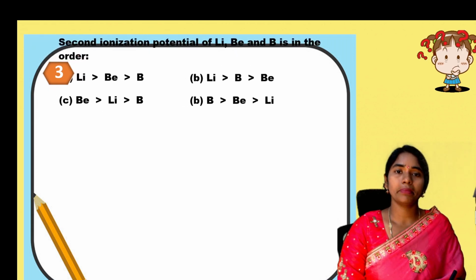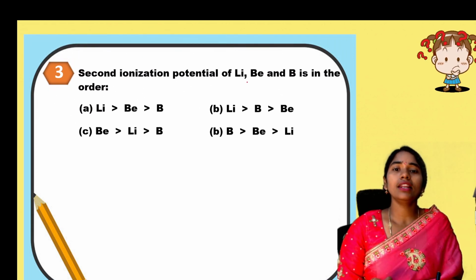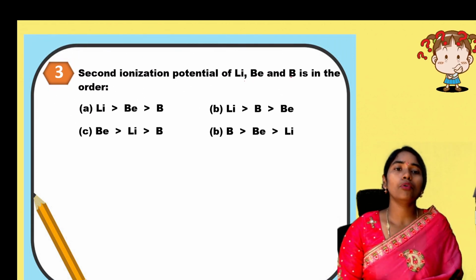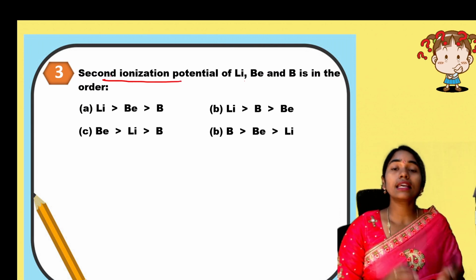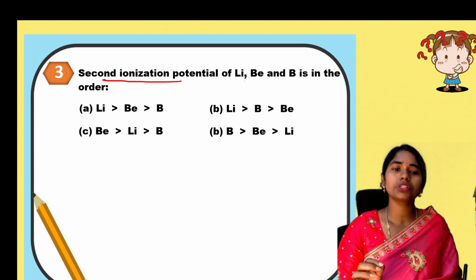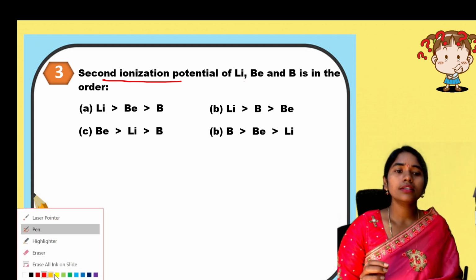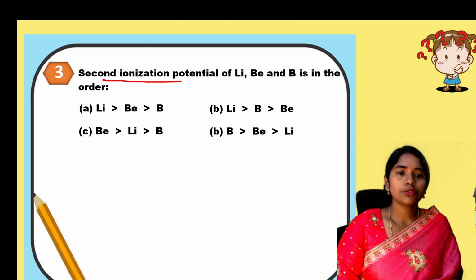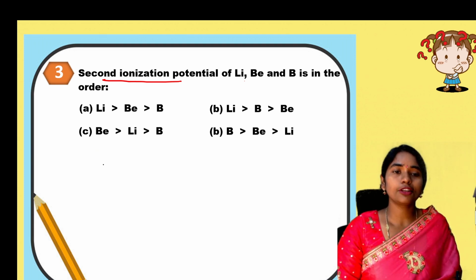See question number 3. They have given us lithium, beryllium, boron, and they're asking us the second ionization potential. This is the most important model question. You see this question regularly, so I will teach you a simple technique to solve it.